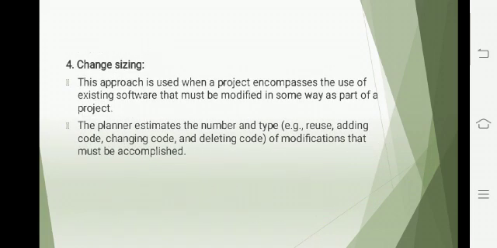Fourth is change sizing. This approach is used when a project encompasses the use of existing software that must be modified in some way as part of the project. Next, the planner estimates the number and type of modifications that must be accomplished, for example reuse, adding code, changing code, and deleting code.